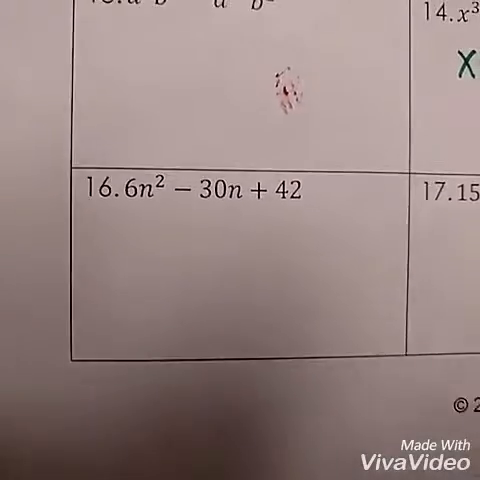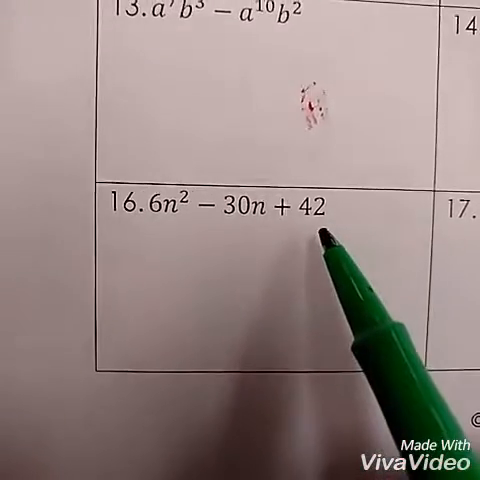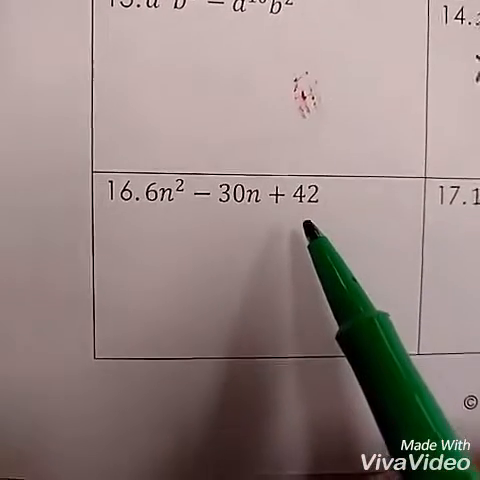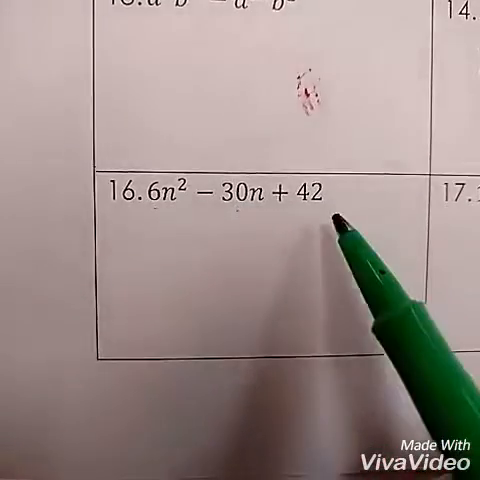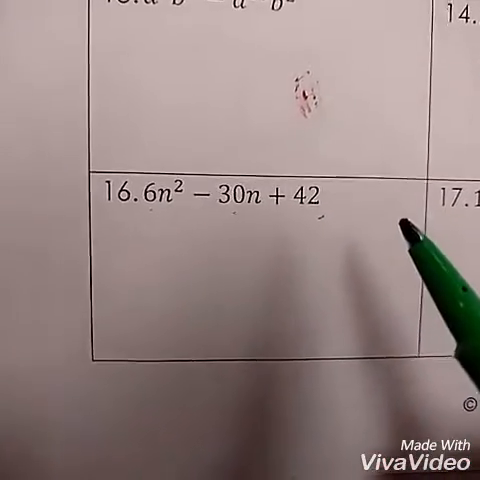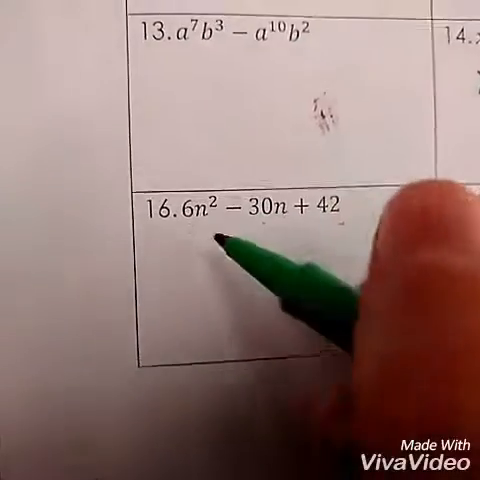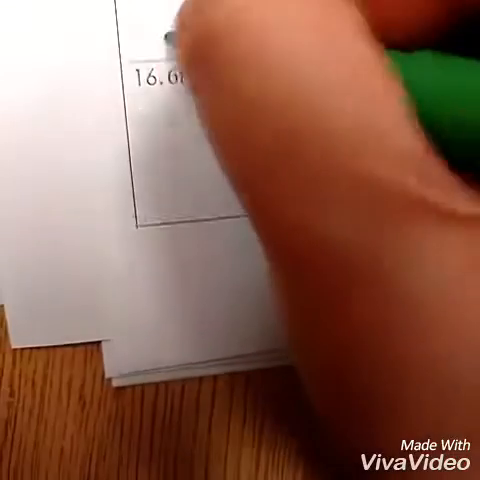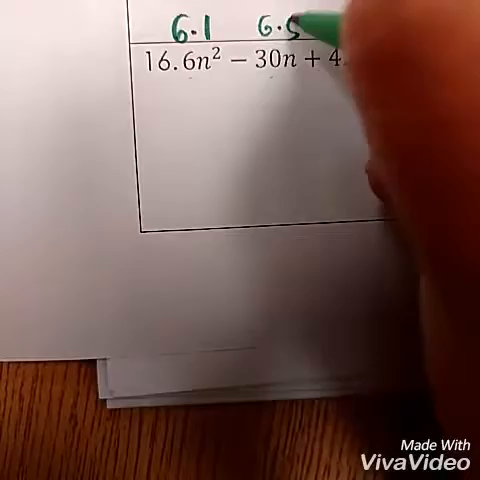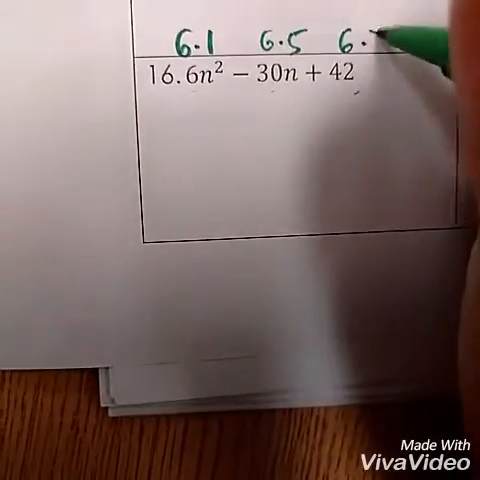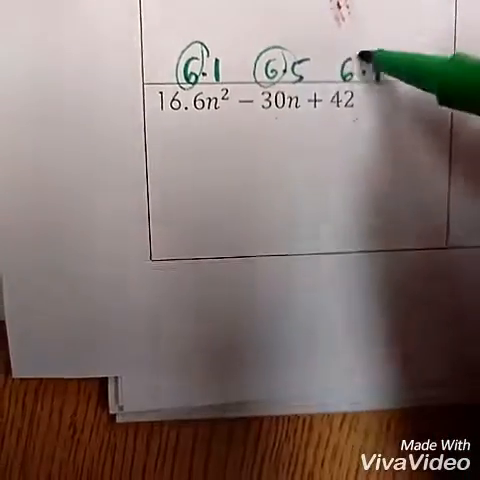Alright, we're on to the last example. Here I have 6n squared subtract 30n plus 42. So again, we take a look at all the numbers in front first. I have 6, negative 30 and 42. The greatest number that they share is 6. So 6 goes in 6 once, 30 is the same as 6 times 5, 42 is the same as 6 times 7. So you can see all of them have 6 right here.